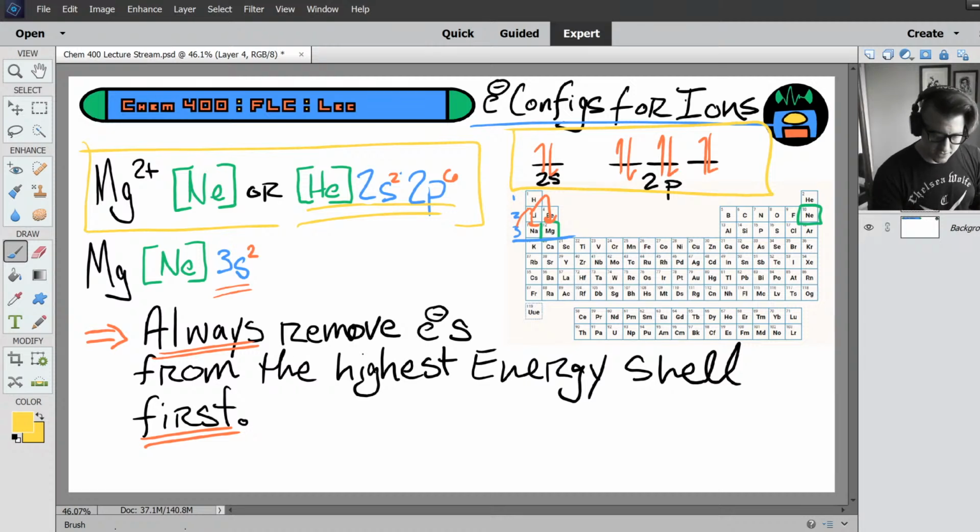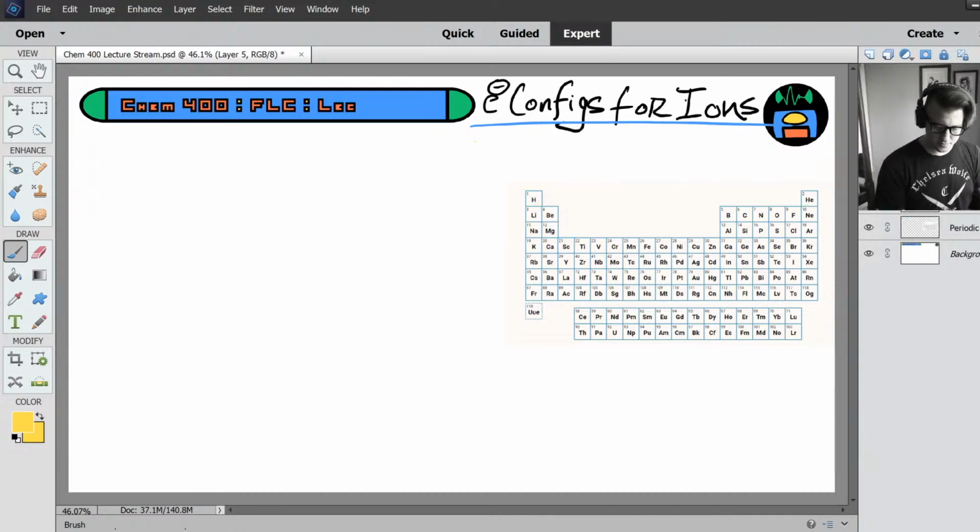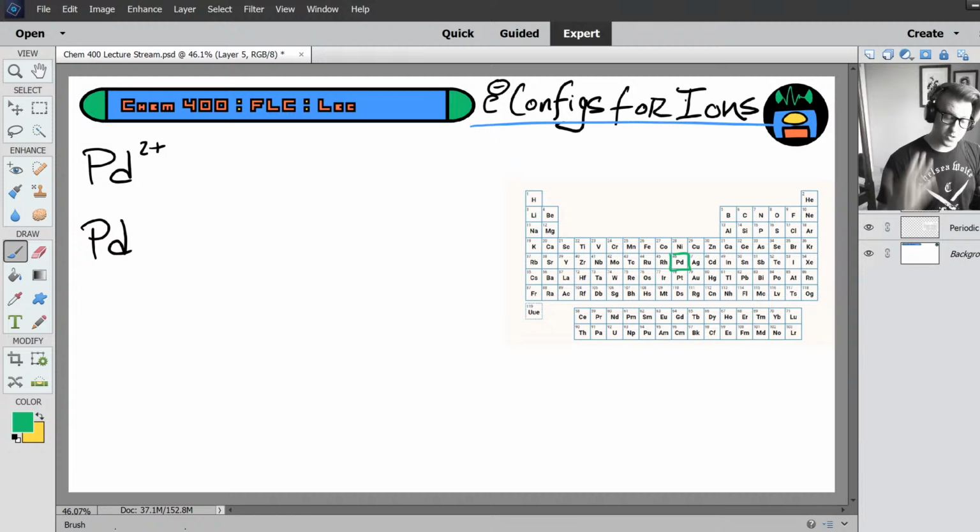All right, let's get a few more examples under our belt. What about, let's do the orbital diagram and electron configuration for palladium 2+. First step is we need to write the electron configuration for the neutral palladium atom. Then once we have that in hand, we'll remove 2 electrons from its highest energy shell. So palladium's nearest noble gas with fewer electrons is krypton, Kr.